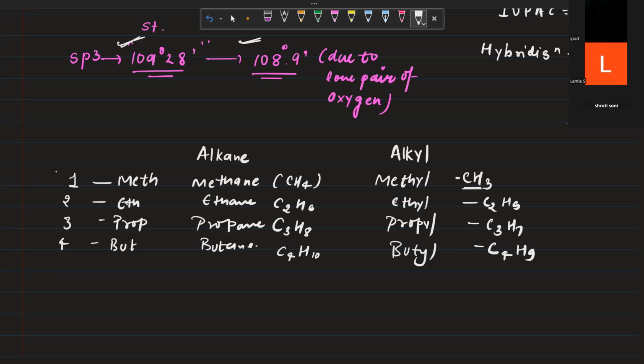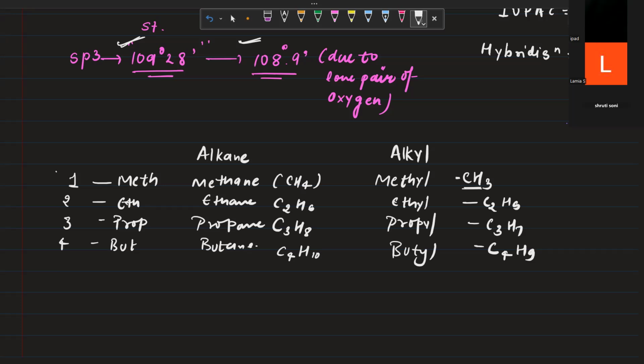Sorry, let me just note that down really quickly. C2H5? Yeah, C2H5, when we remove one hydrogen from C2H6. Oh, this is like when you remove the hydrogen. Okay.